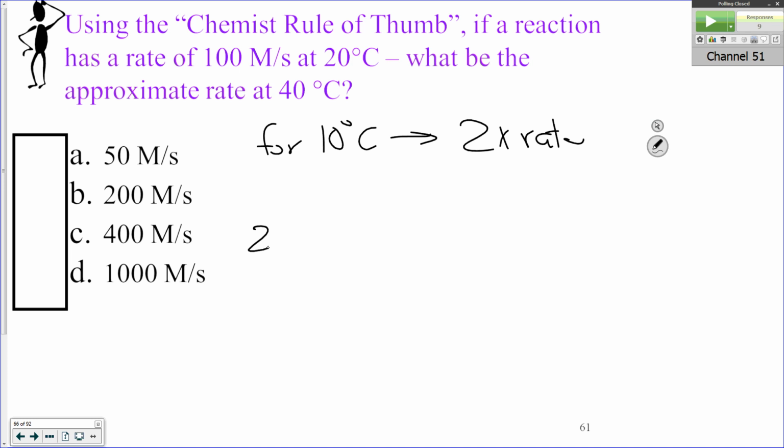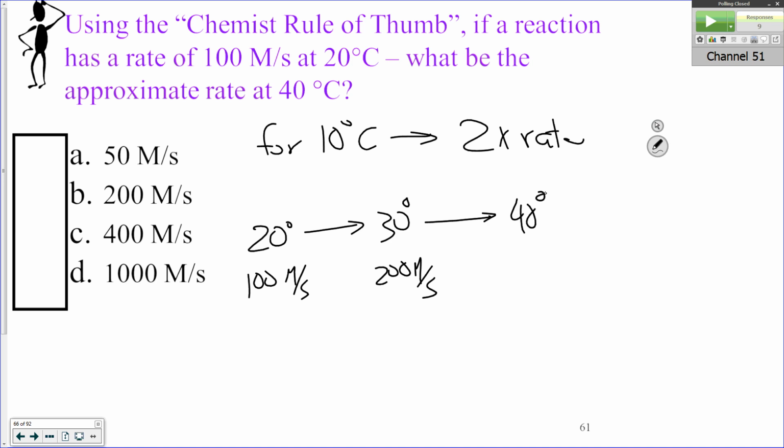So we're going from 20 degrees, go up 10 to 30 degrees. The initial rate was 100 molar per second. That means in this first step, it would go to 200 molar per second. Then we go from 30 degrees to 40 degrees. Okay, we double it again. We would double the rate, 400 molar per second. Answer C.